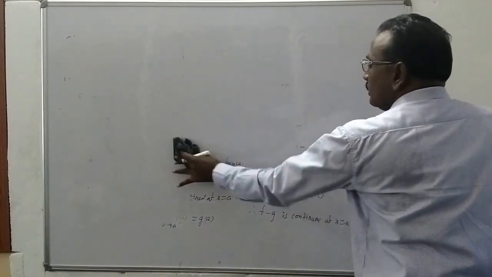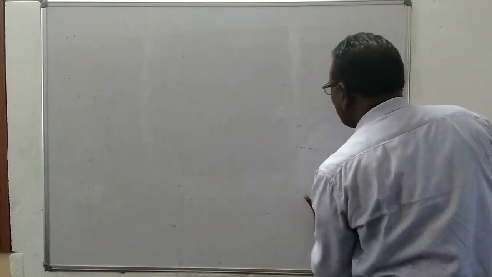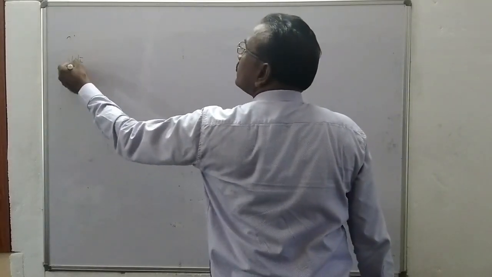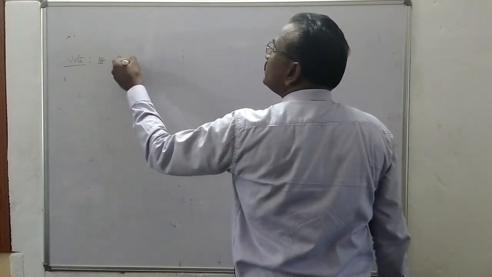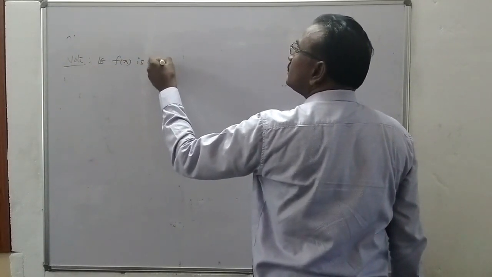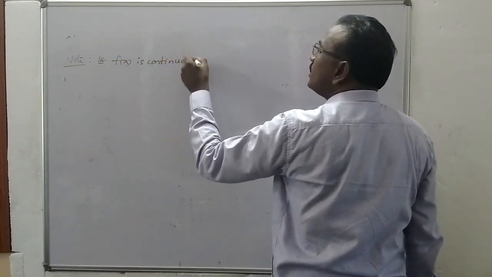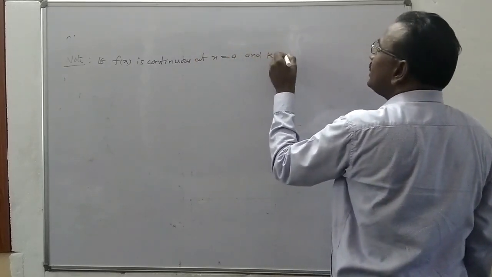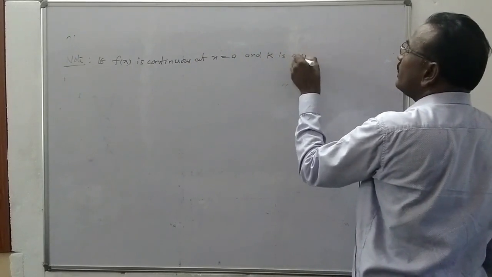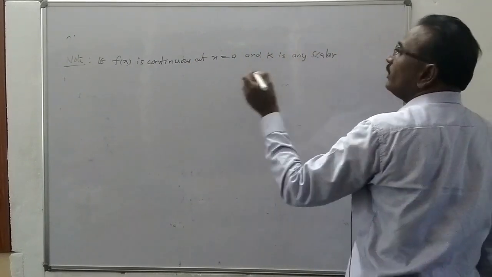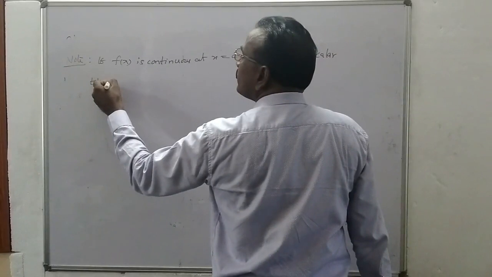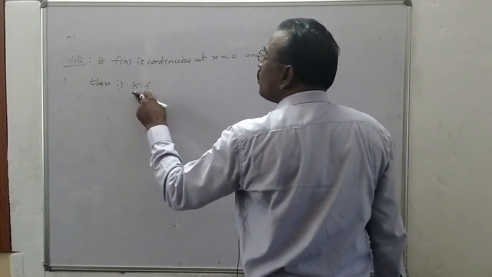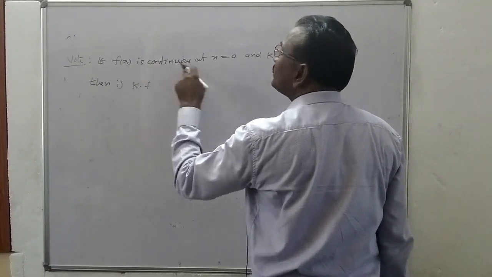Next, here f of x is continuous at x is equal to a. Note, if f of x is continuous at x is equal to a and k is any scalar, then first one, k into f. Here k is a constant, f is a continuous function.